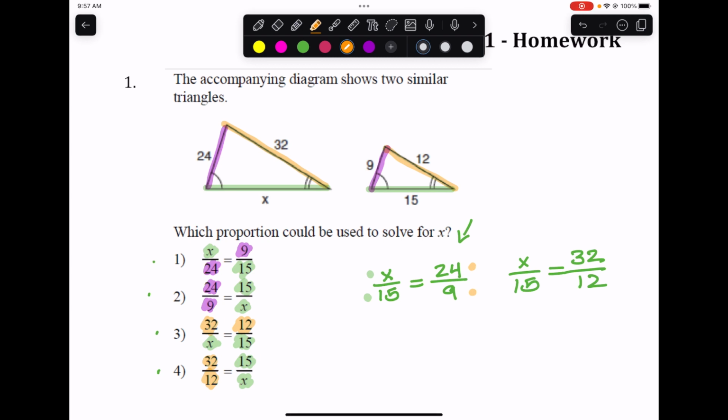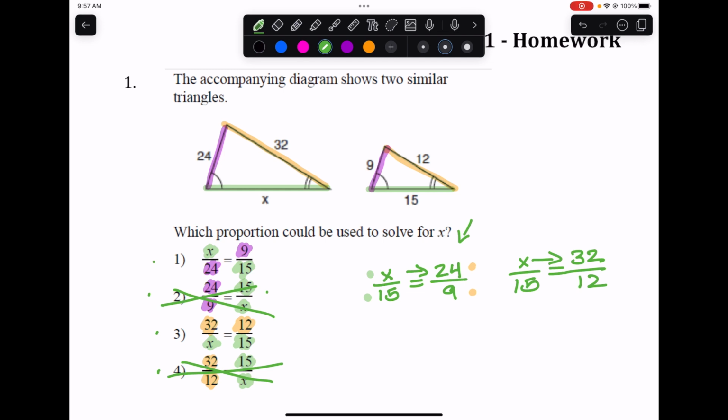So if we look here, none of these options when I have the x over 15 matches my possible 2. So I know that it's not going to be one of these guys, right? Because the order is wrong. If x would have to match with 24, x does not match with 24 here. X would have to match with 32, x does not match with 32 here, right?